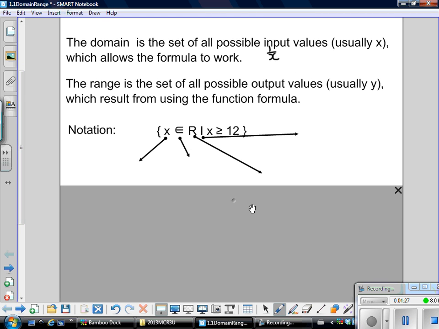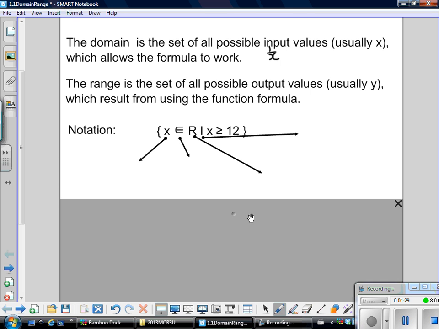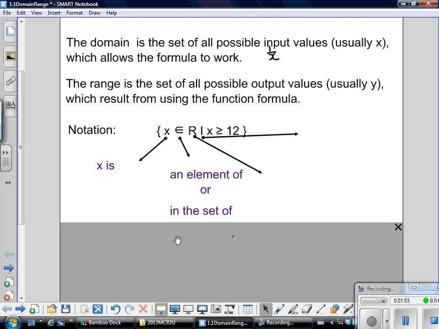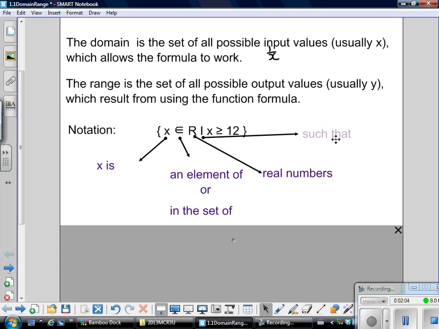First of all, we're going to talk about notation when we're talking about domain and range. Now you've seen this before. We have curly brackets holding our domain or our range, depending on what we're doing. This is how it's actually read. We start with x. X is, and this could be an element of or in the set of. So x is an element of real numbers and the straight up and down line, such that.